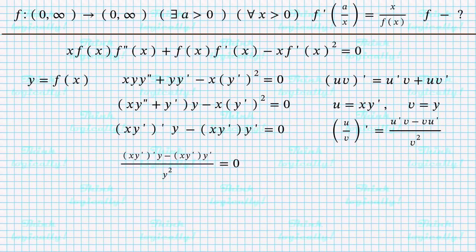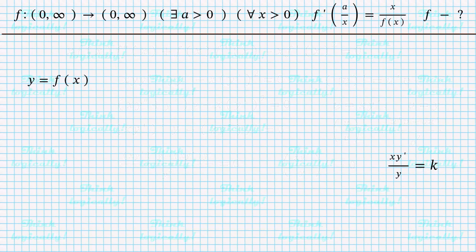Now the left hand side is the derivative of xy prime over y, and it equals 0. This means that xy prime over y must be a constant, name it k. We've got a first order differential equation with separated variables, which means that all our troubles are left behind. Let's again clear the page and solve the equation.